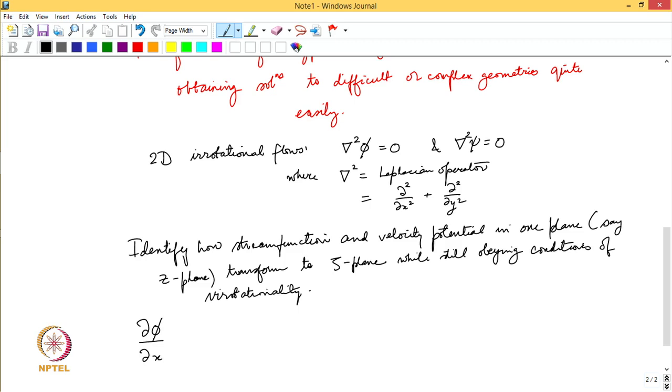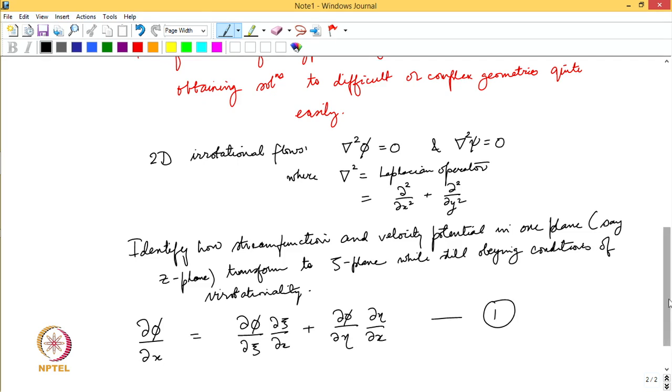Right. So, d phi dx for instance would be, if I use the chain rule, now recall that our system is getting transformed, we are going from z to zeta. So, we will have d phi dx to be d phi d xi dx plus d phi d eta dx. Okay. So, this is equation 1 for our case, say.